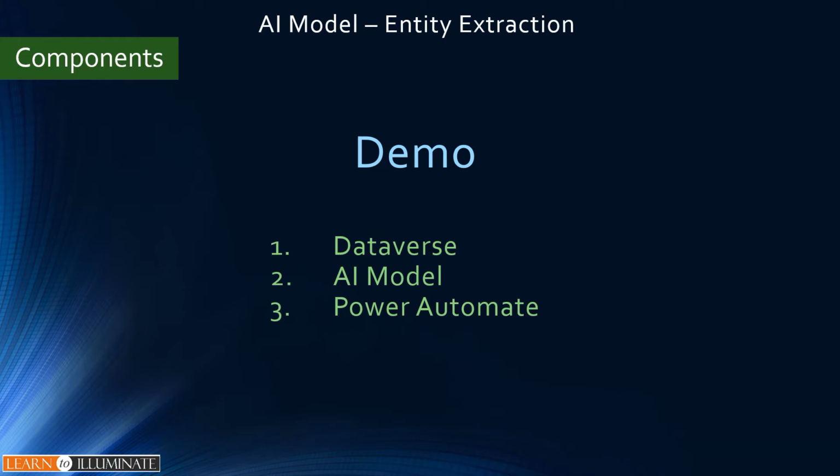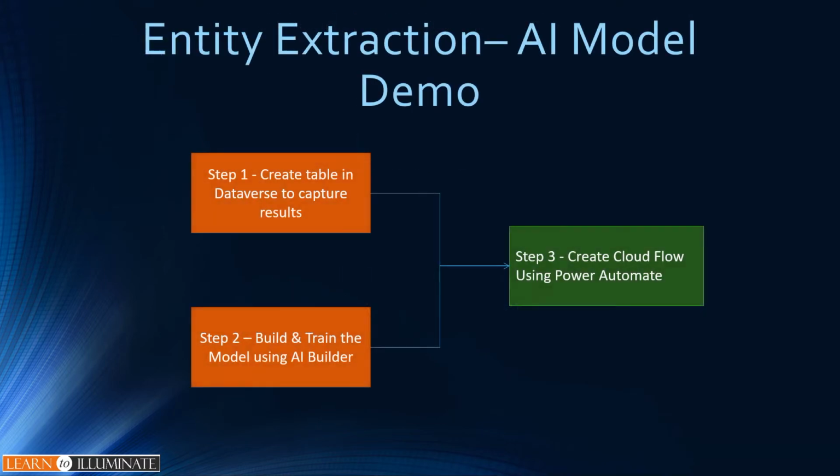Based on the use cases, we need three components or applications to build this scenario. The first one is Dataverse to have the email content. Ideally, we need Outlook or some tool to receive an email. The second one is an AI model. This is to extract the information from the email. We trained the AI model in another video. The third one is Power Automate, which connects Dataverse and the AI model.